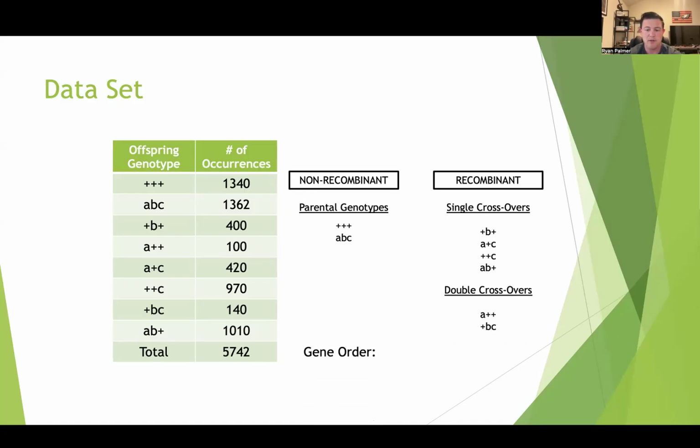Now, looking at double crossovers, we can determine the gene order. So looking at the double crossovers, we notice that the A gene is the only one that crosses over. Therefore, the A gene must be in the middle. So we have gene order BAC. It could also be CAB.